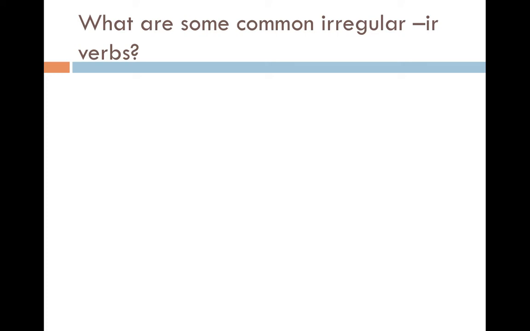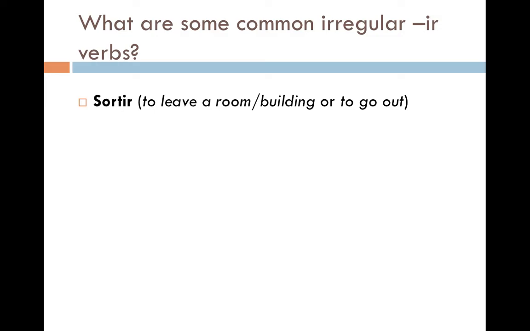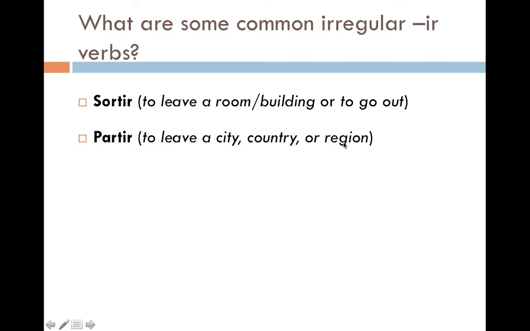Some of the most common irregular IR verbs are sortir, which means either to leave a room or building or to go out. So like if you're saying that you're going out with friends or you're going out on a date, this is the verb that you would use. Partir, this one means to leave a city, country, or region. So if you're talking about leaving somewhere, it's important to think about these definitions for choosing either sortir or partir.